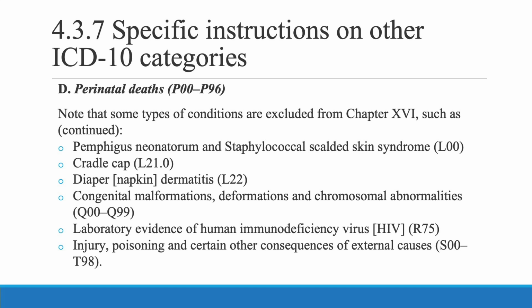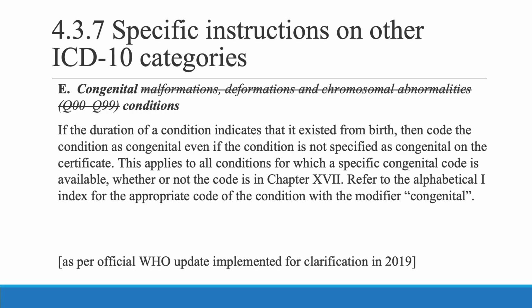And in these cases, a lot of them aren't actually going to appear on death certificates, but when they do, in these cases, they're to be coded as indexed. The next specific instruction on other ICD-10 categories is for congenital conditions. Again, you'll see that I left this visible to you, the strikeout of the old name of the instruction, and the new one is congenital conditions.